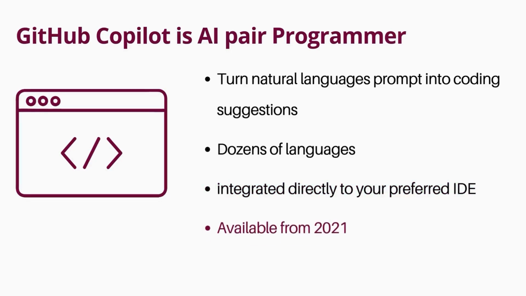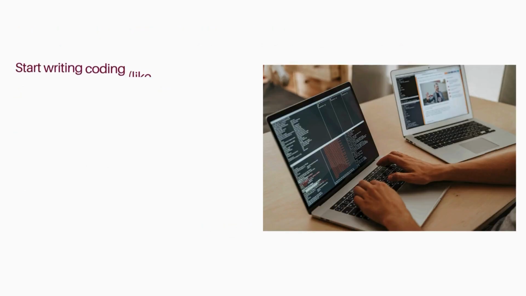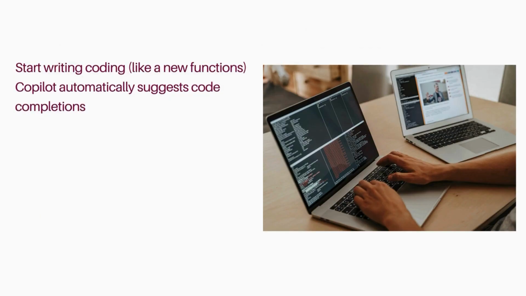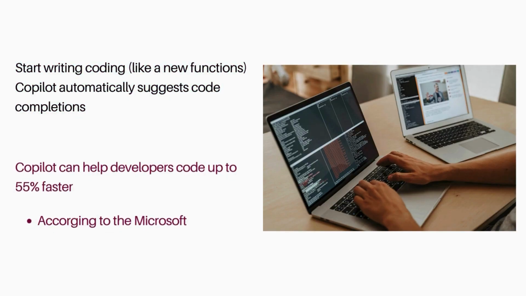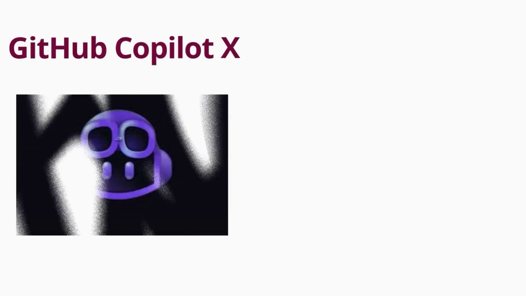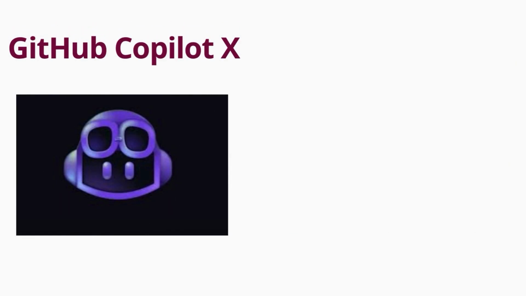Originally, it was available from 2021. It was one of the first Copilot tools released, and it's now generally available to developers worldwide. When you start coding, like writing a new function, Copilot automatically suggests completions, helping streamline your workflow. According to Microsoft analytics, it can help developers code up to 55% faster. You may also hear about GitHub Copilot X, the next generation of the original Copilot.